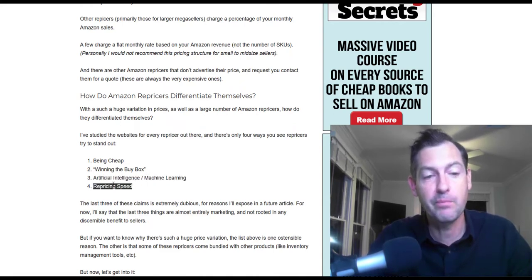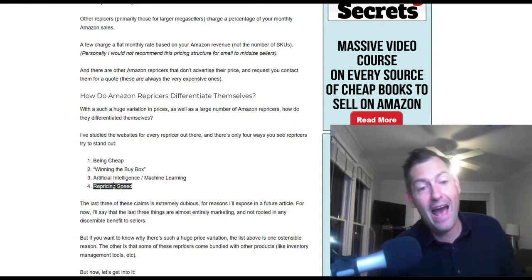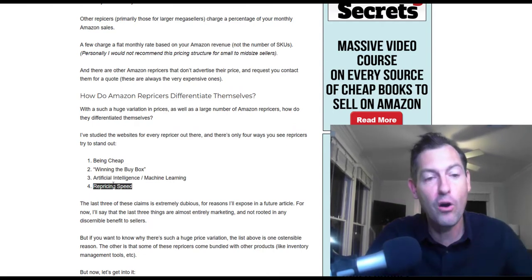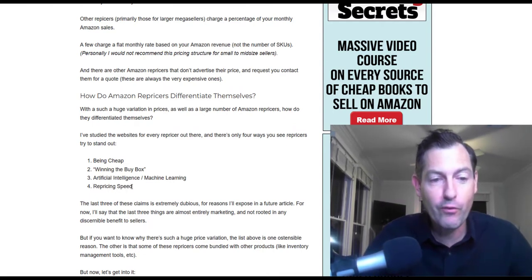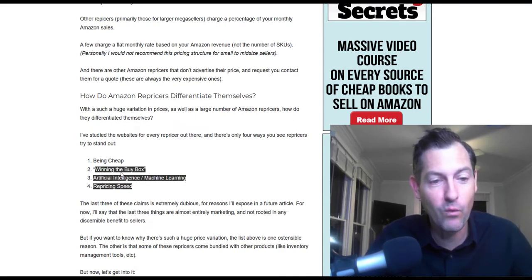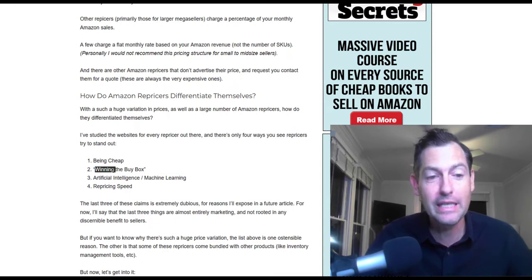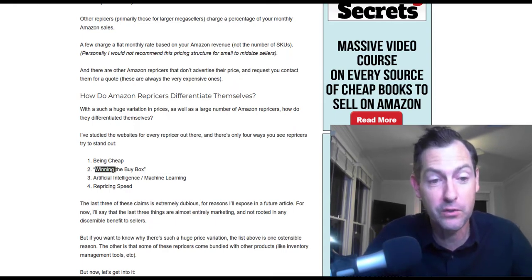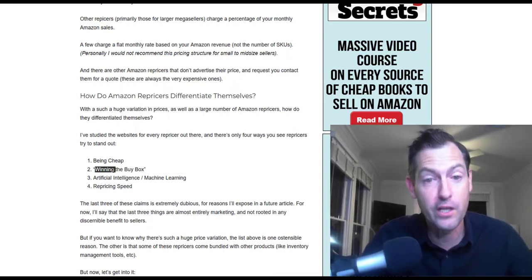And number 4 is repricing speed. A lot of them claim they will price your inventory faster than other tools. Okay, so again, they can't all be right. So what's going on here? Do we have a right to be suspicious? The answer is yes. So let me go through the last 3 one by one, because this is probably the most important part of this video, because this will save you a lot of money if you're referring to this article or this video on how to choose a repricer.